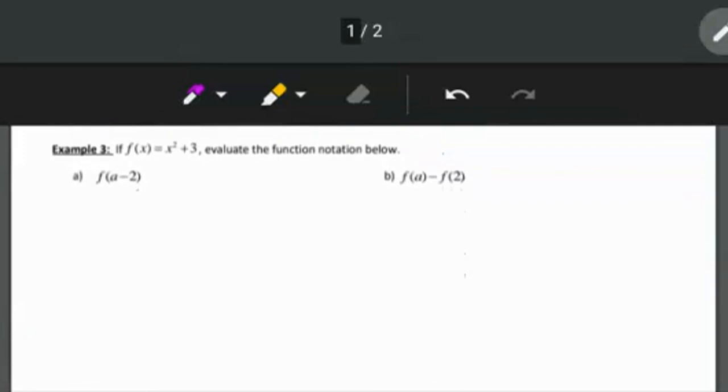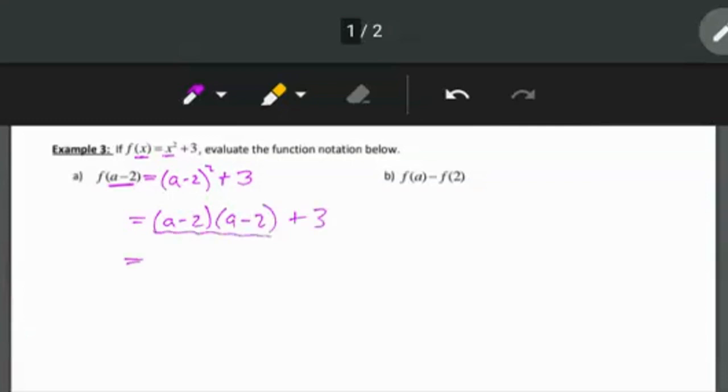Let's take a look at example 3. It says if f of x equals x squared plus 3, evaluate the function notation below. All right, so again, function notation is a set of directions. It means a minus 2 is being plugged in for the x's, and I would always plug it in parentheses. So in that x's spot, we're going to put an a minus 2. We still need a square, and we still need a plus 3. And then it's our job to simplify this. So if we have to square that, squaring that means we have to multiply a minus 2 by itself. We still need to bring down the plus 3.